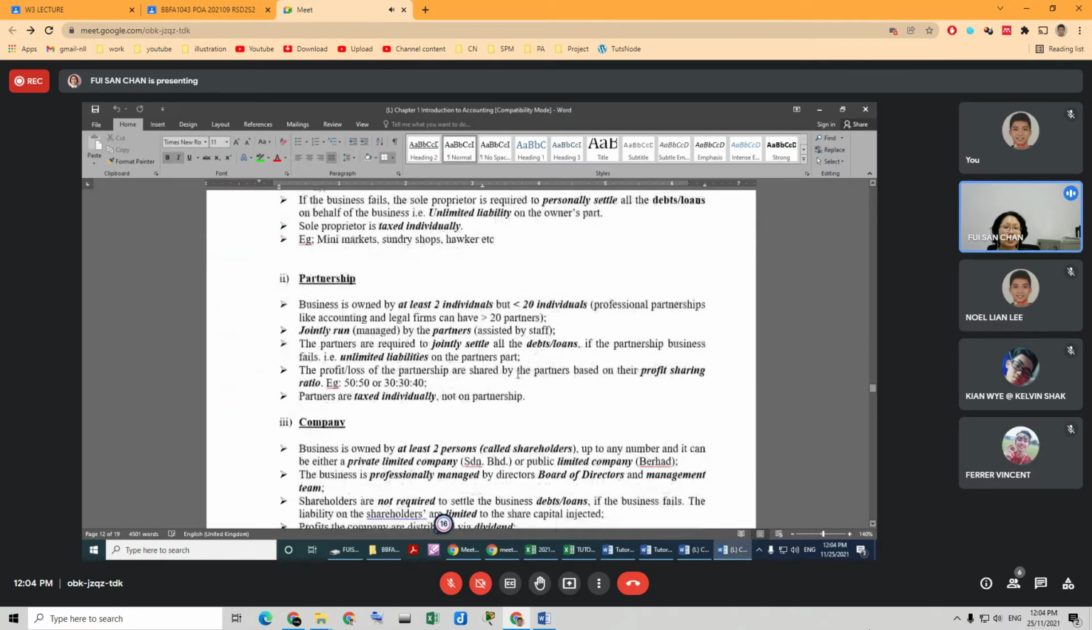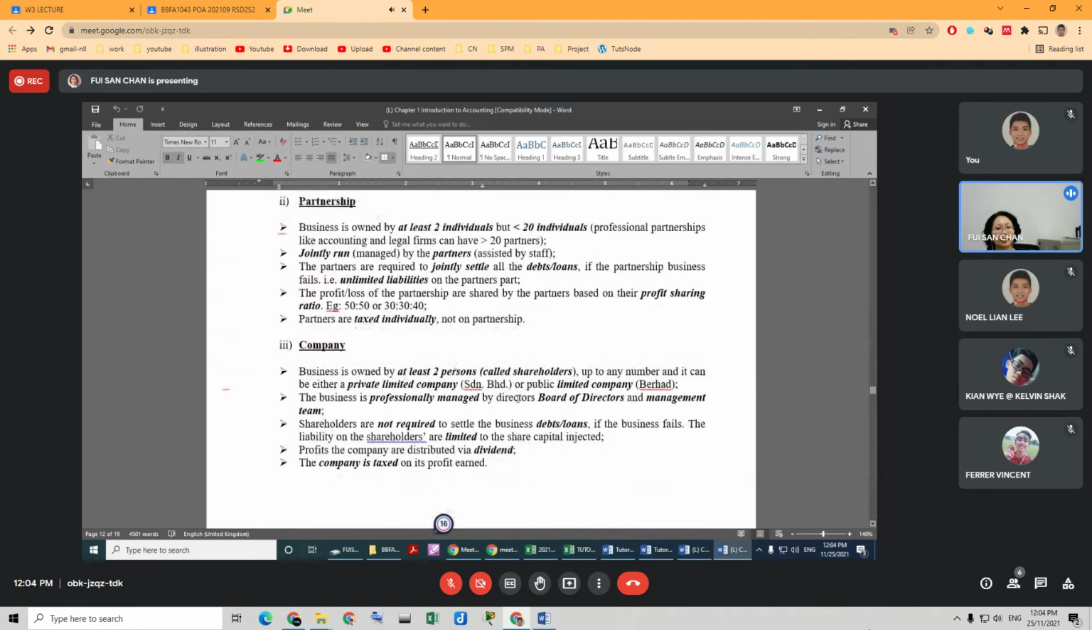For a company, this is either Sdn Bhd or Berhad. Okay, Sdn Bhd is smaller. Sdn Bhd is normally limited to family businesses, and the characteristic is they issue shares, but they do not sell the shares to outsiders. The shares are not owned by outsiders. They are owned by the family members.